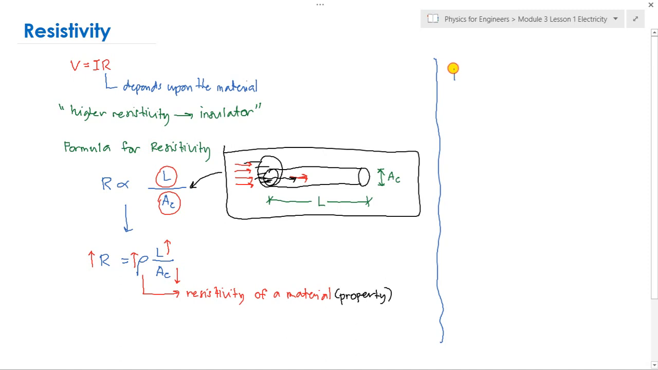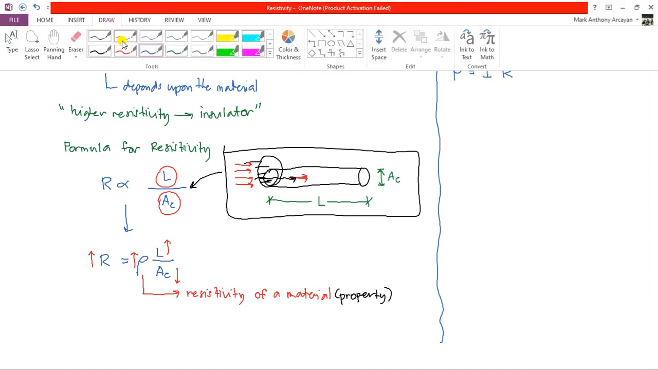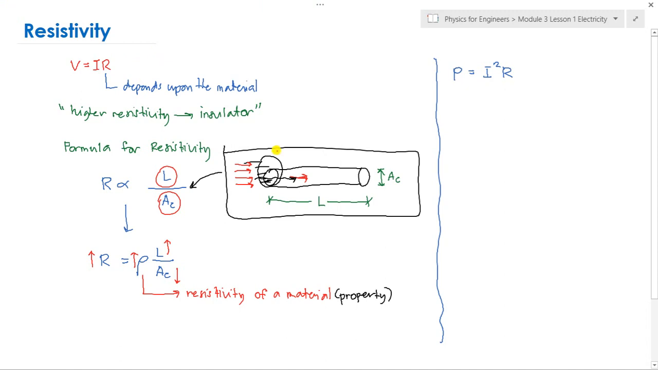We have the formula for power. Power is equal to I squared R. Okay? So class, this is the implication when we have a big resistance. As you notice, in our formula for power, I squared R, so that you can appreciate its use in the study of electricity, consider this formula for power.